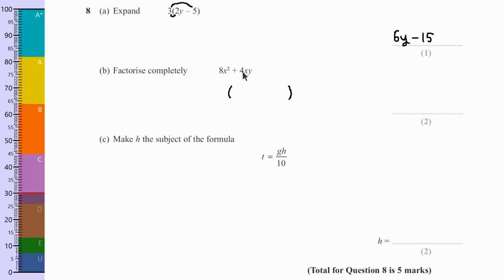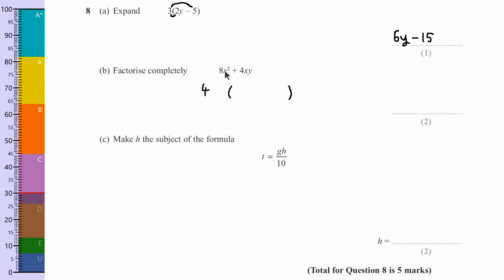It's 8 and 4. Well, both of those are in the 4 times table. Now they are both in the 2 times table as well, but if you put a 2 on the outside here, you will lose a mark. You have to find the biggest times table that they're both in. So I'm going to put 4.